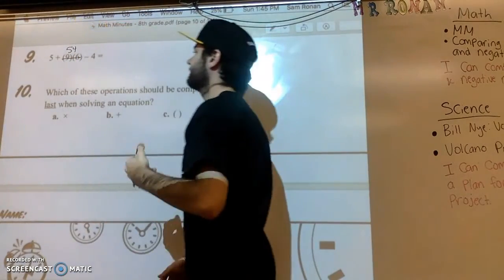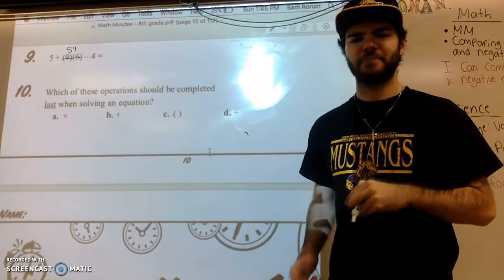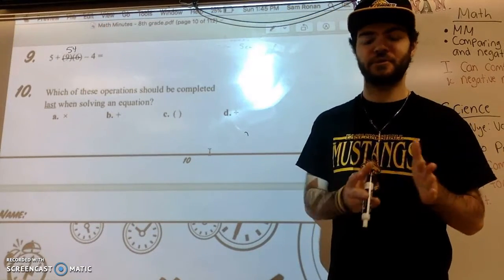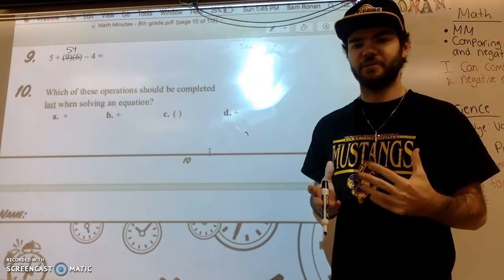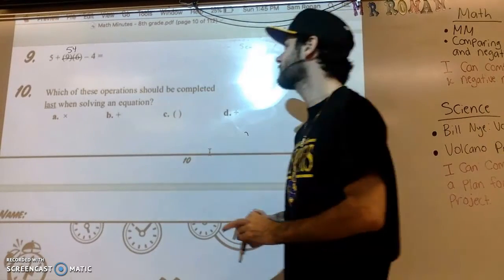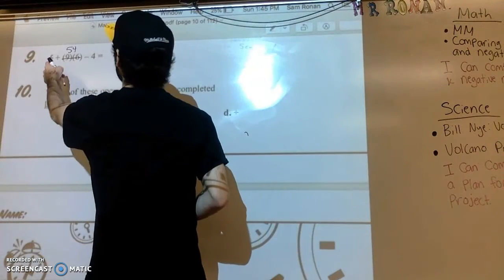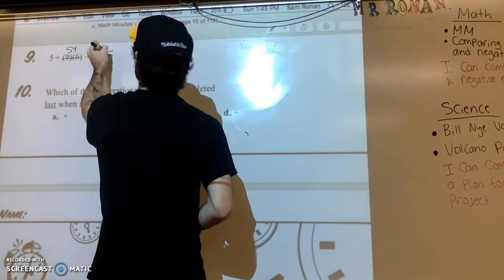Okay, from here, we have 5 plus 54 minus 4. We can just go left to right at this point. Okay, with addition and subtraction, when we're doing order of operations, we just go left to right with those. Okay, they're kind of in the same boat. All right, so 5 plus 54 is 59, minus 4 is going to be 55.